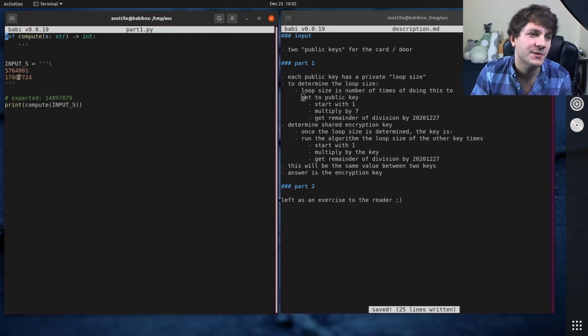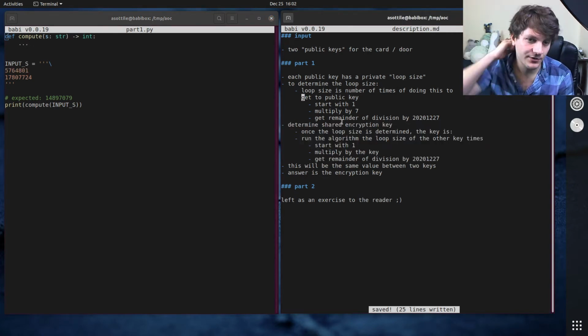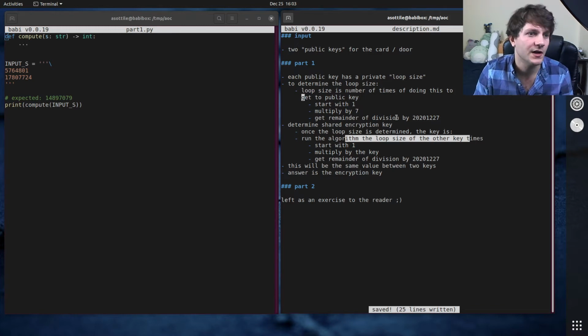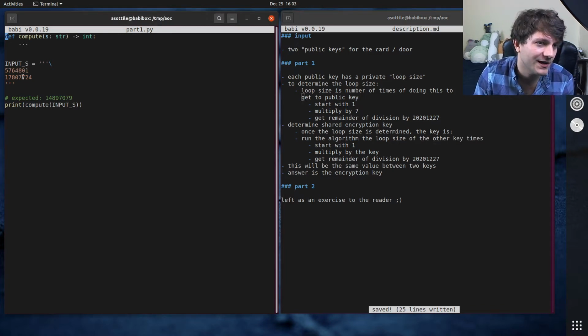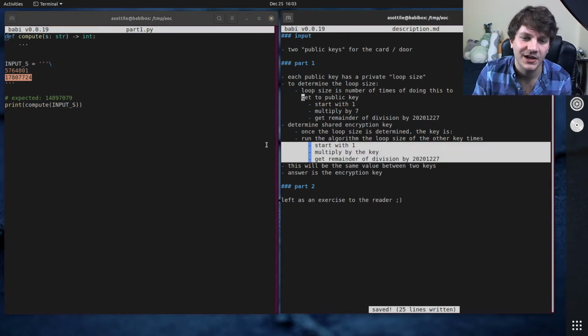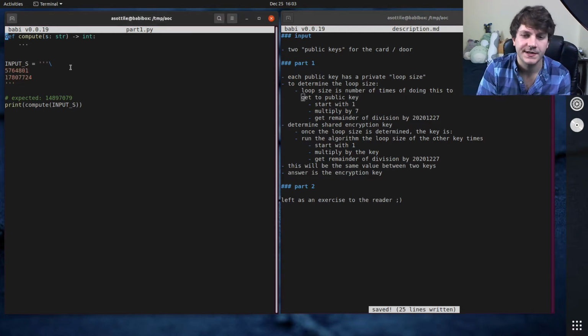Now, based on the actual problem description, we don't have to compute the loop size for both of them. However, one of these is 8 and the other one is 11, and we'll show that as I do the problem. The next part is to find the shared encryption key. It uses the same algorithm, but instead of multiplying by 7, it multiplies by the other key, and it runs the number of loop sizes of the opposite key. So if you're computing this one against this one, you would use this as the multiplier and the loop size of this one as the other part. Again, it's the same remainder division, and that works both ways due to the way these 2 numbers are set up.